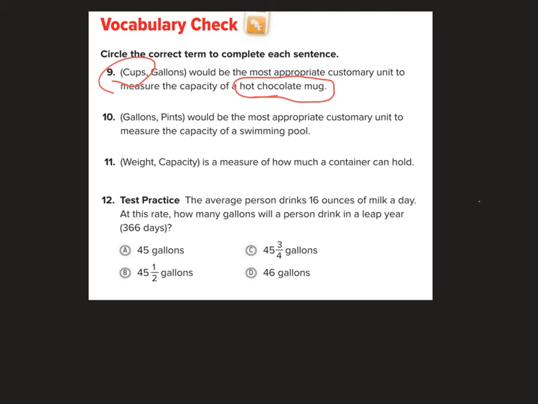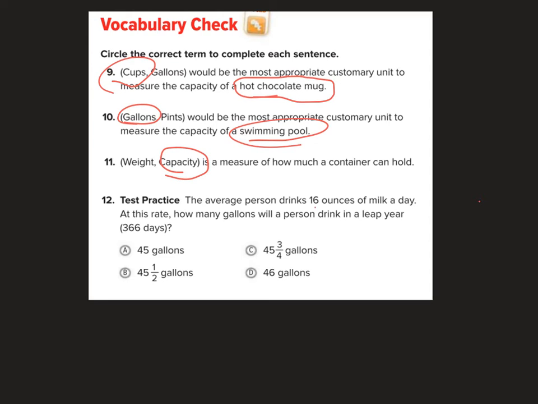Gallons or pints. What would be the most appropriate customary unit to measure the capacity of a swimming pool? Those are huge. We'd want to use our biggest form of measurement, which would be gallons. Weight or capacity is a measure of how much a container can hold. So that would be capacity, how much liquid can fit inside a container.